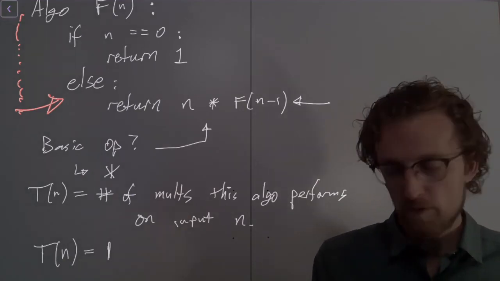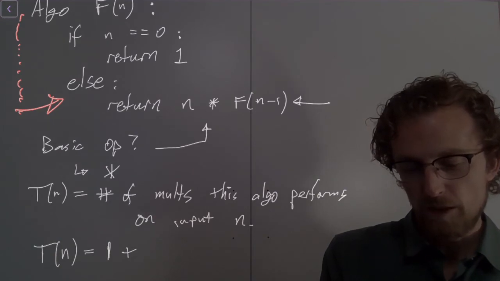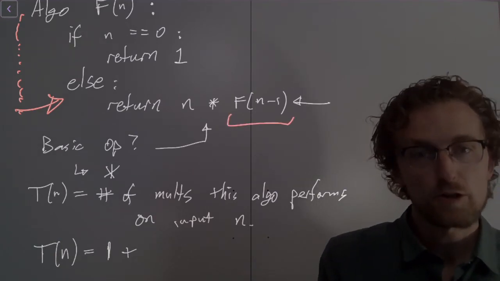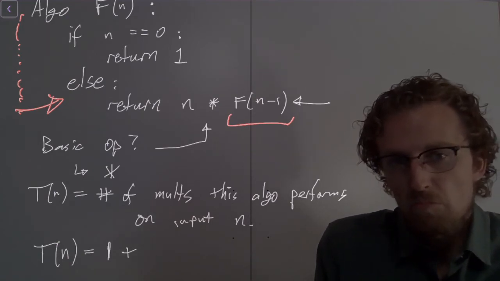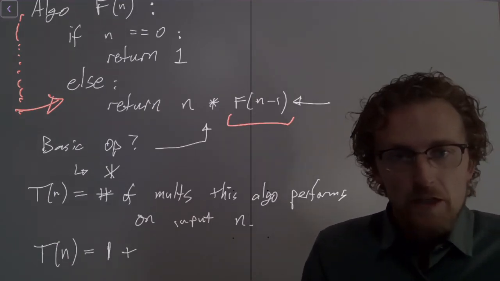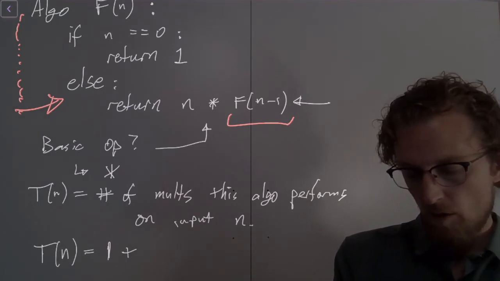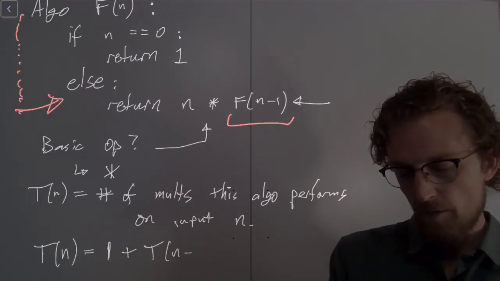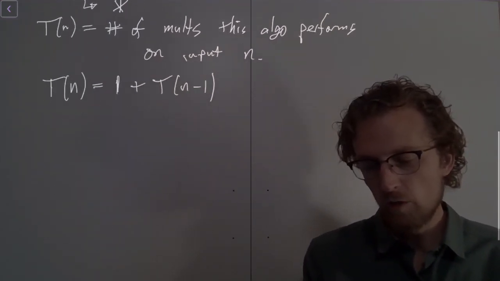And so what does perhaps more mean? Well, it means I'm going to add on however many multiplications I get from this function call. How many multiplications do I get from this function call? I don't know, however many multiplications I get when I pass n minus 1 to the function. So what do I get? T of n minus 1.